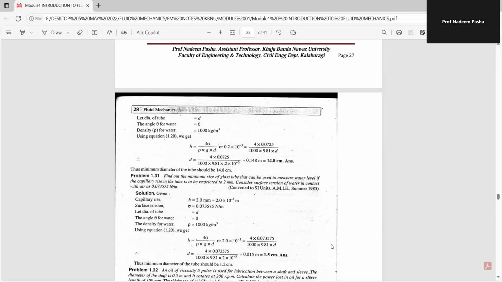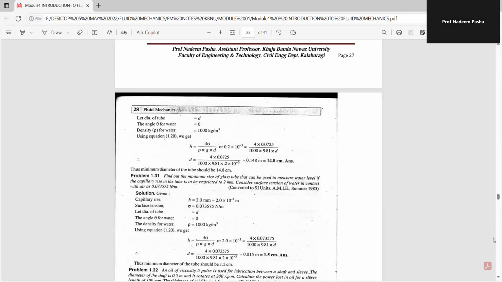Angle theta for water is 0. If it is given, okay. If not, you have to assume it. Density of water is 1000. So your H comes out to be 4 sigma cos theta by rho g D. Cos 0 is again 1. Rho is nothing but 1000, g is 9.81, into D. So if you do the calculation, it comes out to be 0.015 meter or 1.5 centimeter.